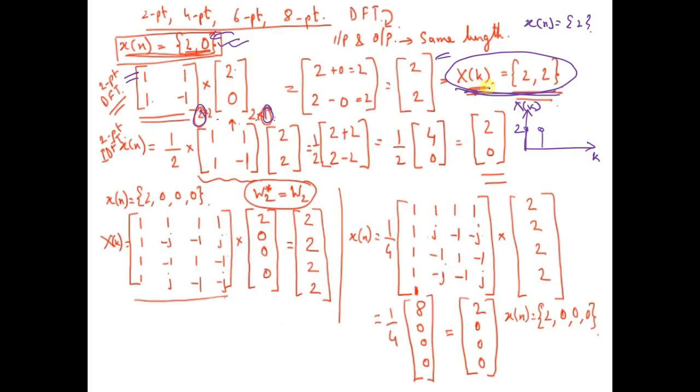Now we have got this value, and we have to get back to the original signal xn: 1 by 2 times the twiddle factor conjugate. There are no complex values, so the twiddle factor remains the same. You do this. We have used this 2, 2 as the input. So it goes like this. You just do the calculations and you get the signal xn equals 2, 0.